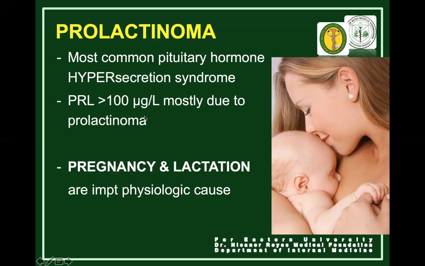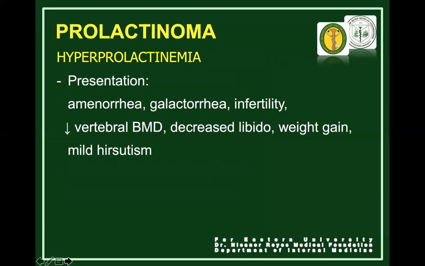Why am I telling this? Because your prolactin can get elevated. In some centers, the cutoff would be around 30 microgram per liter. Some would be 50. So usually double or triple the level of the prolactin is mainly due to prolactinoma. However, during pregnancy and lactation, this can increase physiologically. Now, as I mentioned to you, hyperprolactinemia can present with amenorrhea, galactorrhea, infertility.